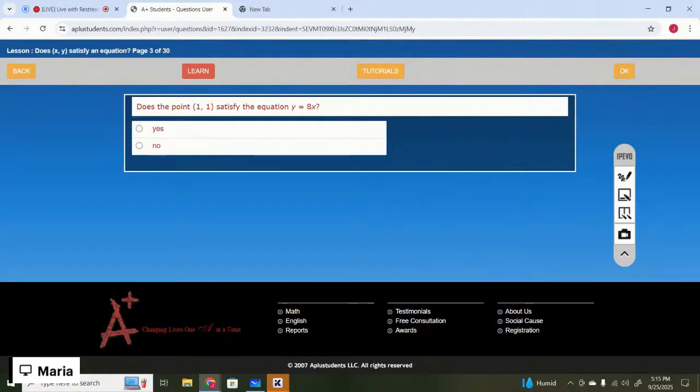Does the point (1, 1) satisfy the equation y equals 8x? No, the correct option is no.